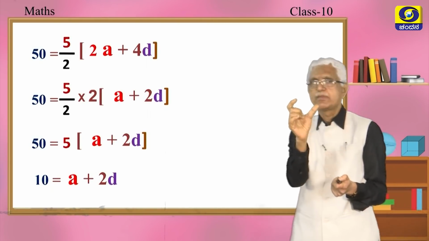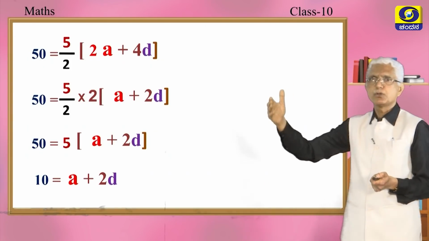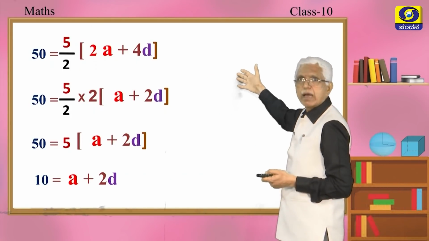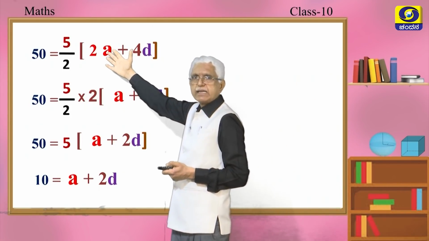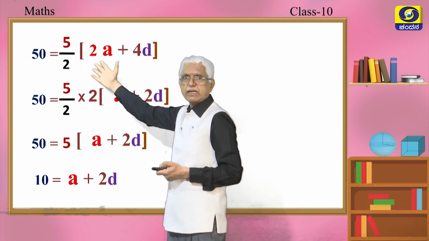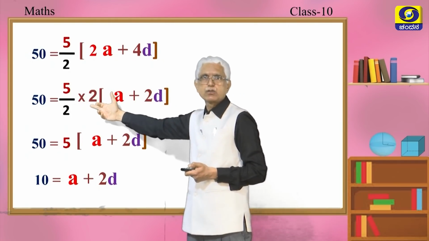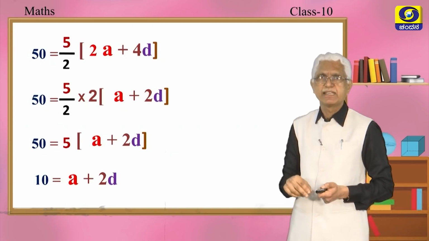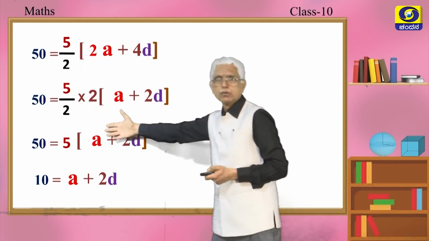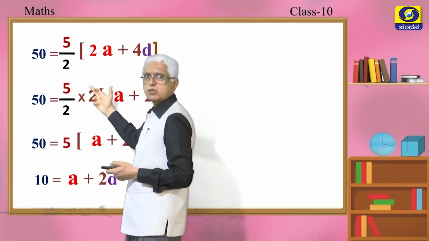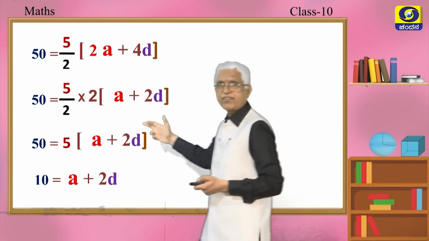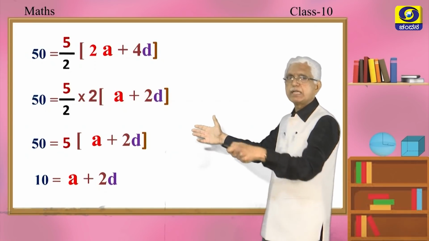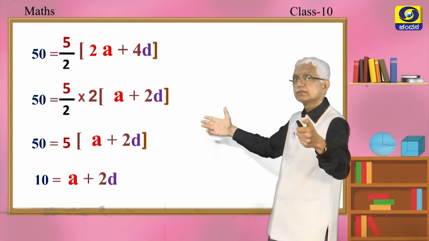First 5 terms sum was given to be 50. 50 is equal to 5 by 2 into 2a plus 4d. 2a plus 4d you have right here, my dear children. Can I remove 2 as common factor? I can. That is what I have done here. 2 is removed as common factor. So 5 by 2 into 2 into a plus 2d. Now this 2 and this 2 get cancelled, right. So I get 5 into a plus 2d, correct. So 50 is equal to 5 into a plus 2d, and what have they done?